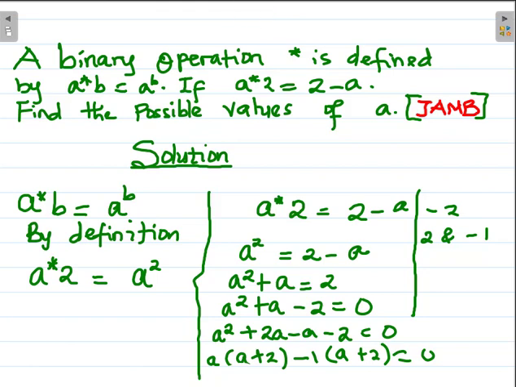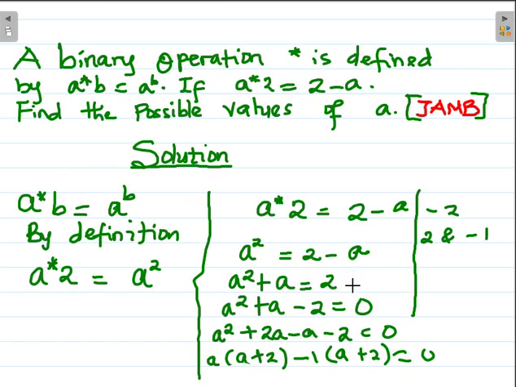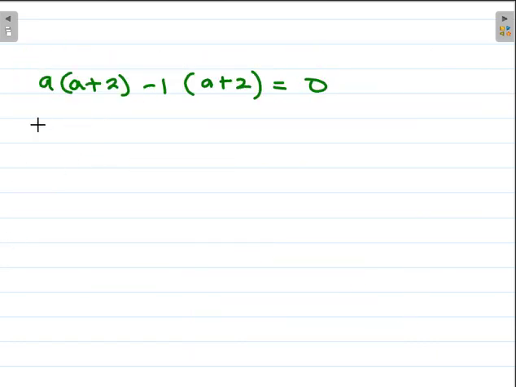What we had on the other page was A into A plus 2 minus 1 into A plus 2. So that's A into A plus 2 and minus 1 into A plus 2. This is equal to 0. Please do not forget that that is equal to 0.